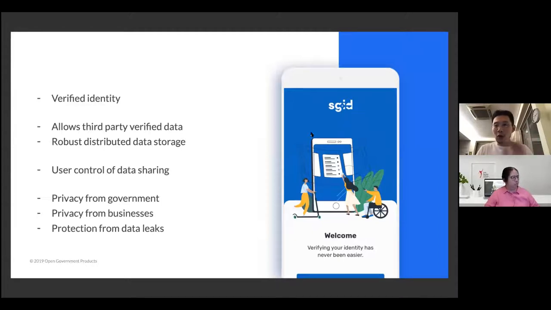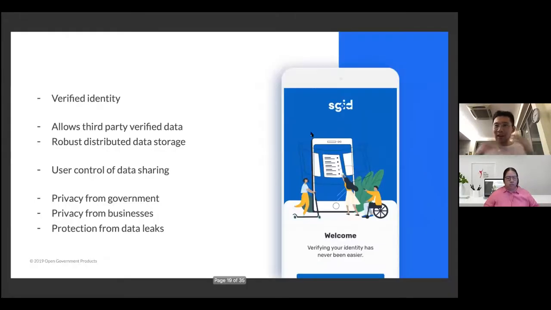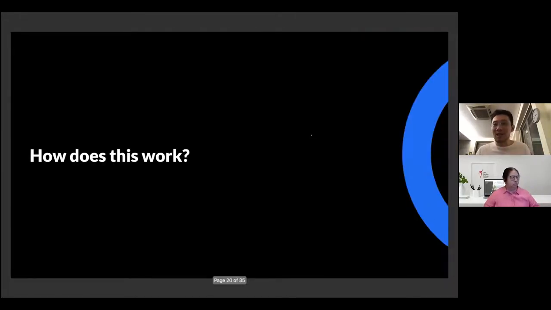So I've gone over this at a high level. This next section is how all this works. I know we have quite a few engineering people in the audience, so I'm going to go over this. These are very nice promises, but obviously it means nothing if you can't deliver. So this is not some blockchain voodoo mumbo jumbo. I'm going to explain.